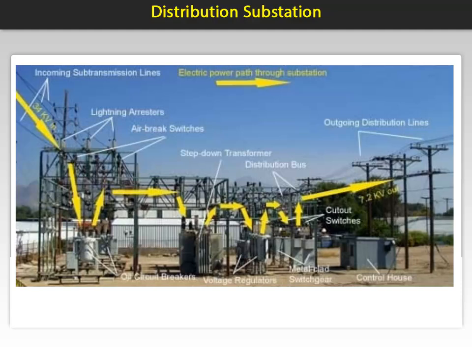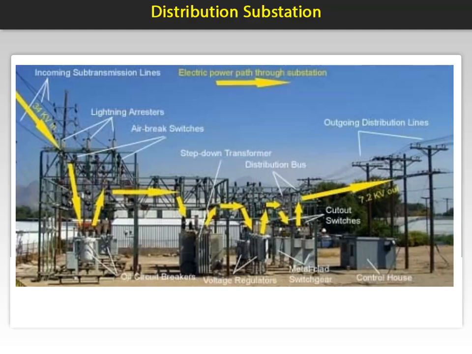Next in this illustration you will see oil circuit breakers. Oil circuit breakers are old technology but still exist in some older substations. Today the breakers of choice are vacuum and SF6. There are also some substations with outdoor enclosed air breakers. Next is the step-down transformer. Transforming from 34 kV to a more utilization voltage of 7.2 kV.